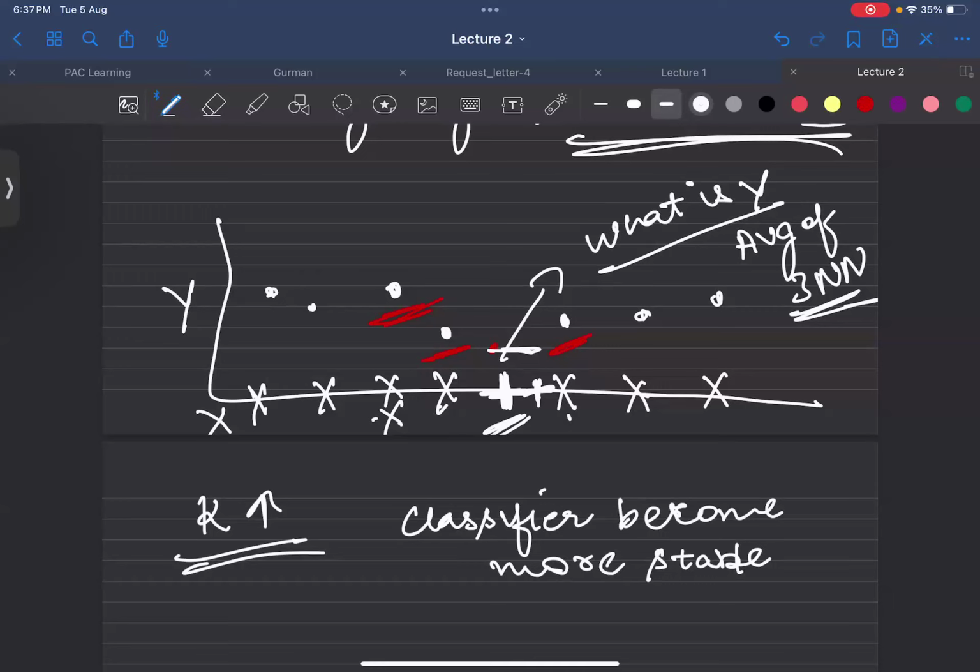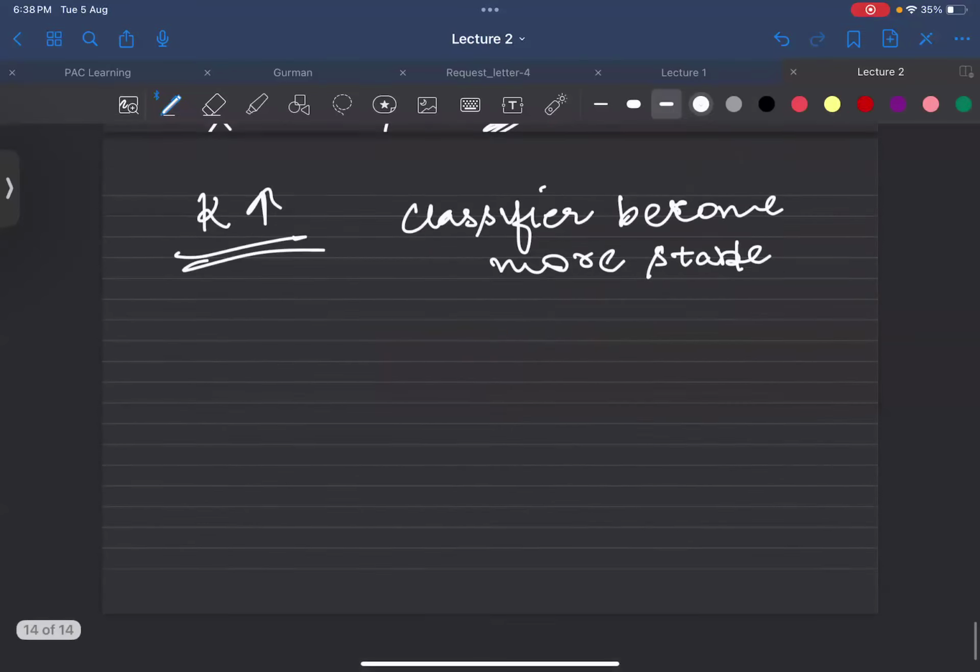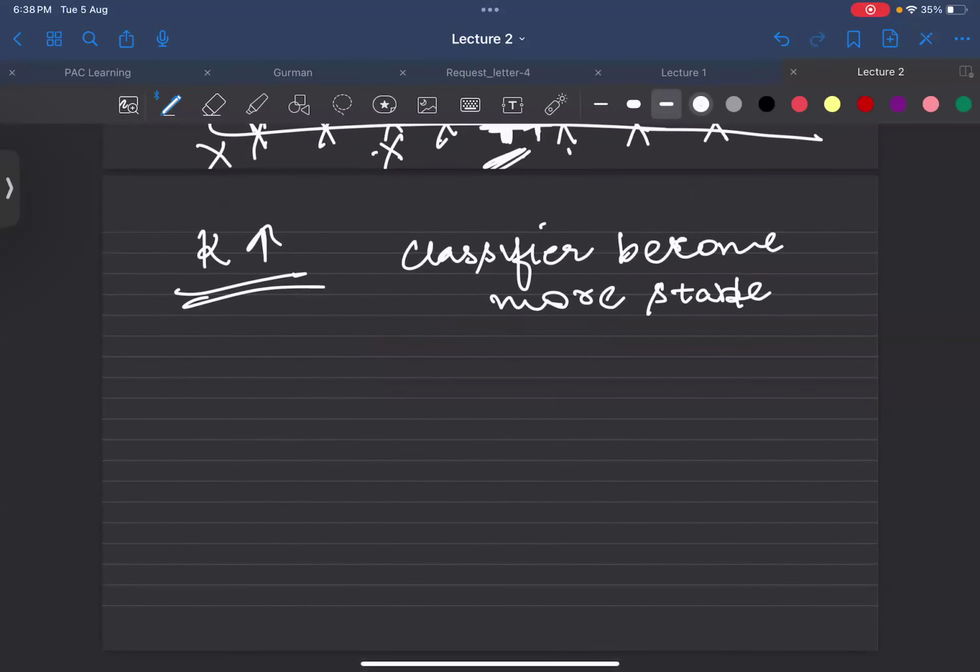So whosoever is having doubts, I'm seeing many doubts in the chat box. Yes, I will provide you the recorded classes. I will discuss all these points at the end of the lecture. Don't worry. Yes, value of y becomes constant, Suma. So when I increase the number of neighbors, the classifier becomes more stable at that point, as the neighborhood points are getting more.